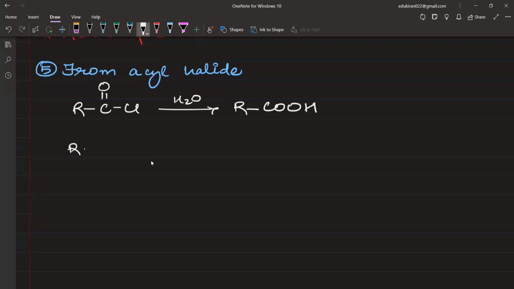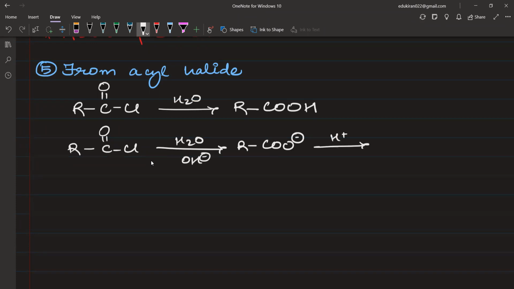But if you do the same reaction in basic medium, that means hydrolysis in basic medium, you will first of all get RCOO negative, the carboxylate ion, and on further hydrolysis, it is going to give you carboxylic acid. Okay, so this acyl chloride is also nothing but just hydrolysis of acyl chloride gives carboxylic acid, nothing else.